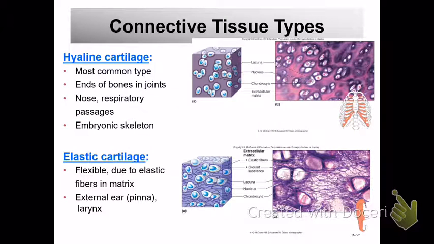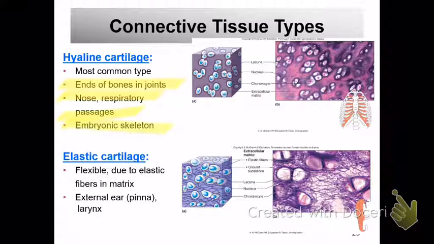Okay, so here is hyaline cartilage, most common. Okay, you want to know for sure that hyaline cartilage is on the ends of your bones, nose, and embryonic skeleton. So make sure you know that. The hyaline cartilage, where's it at? It's on the ends of the bone. So think about your leg bones. They have cartilage on the ends of them.